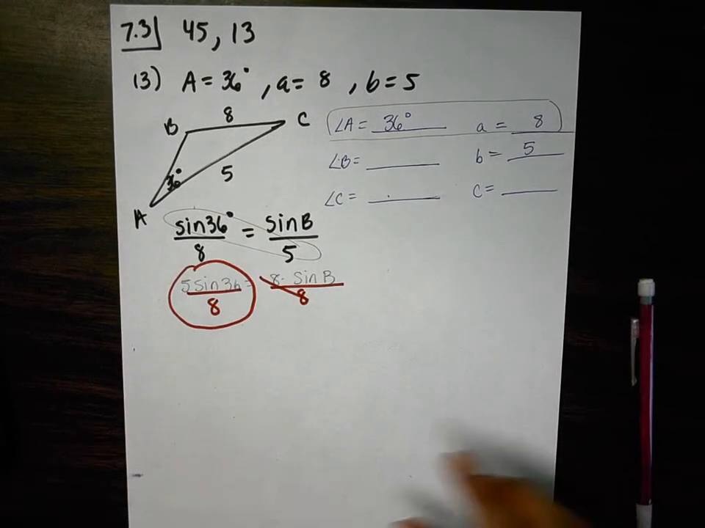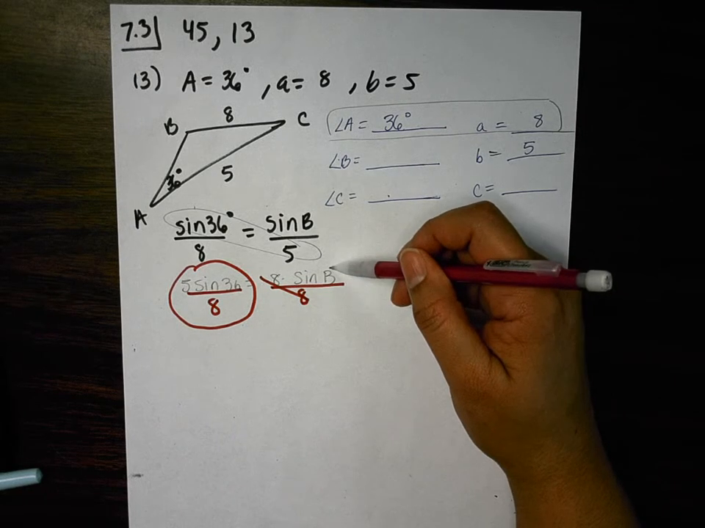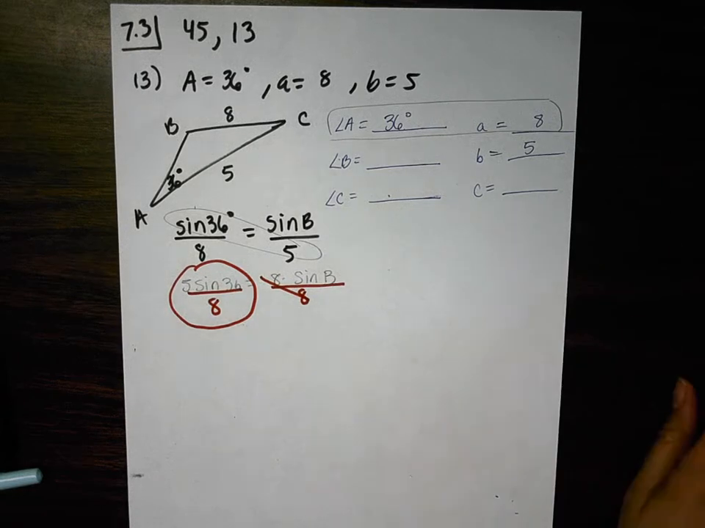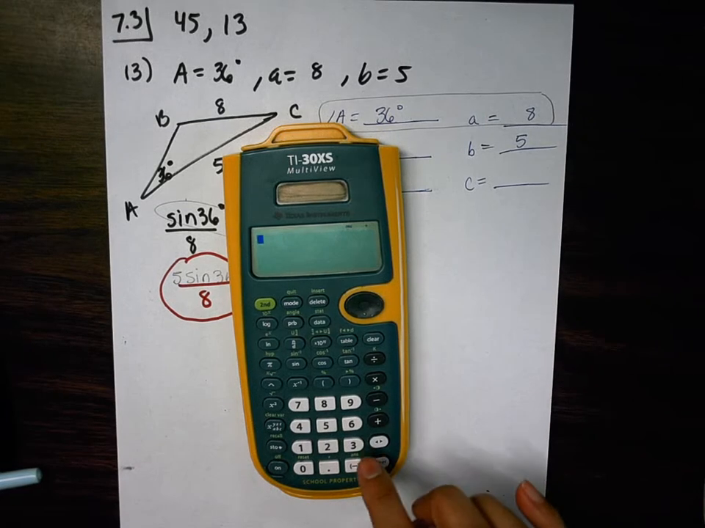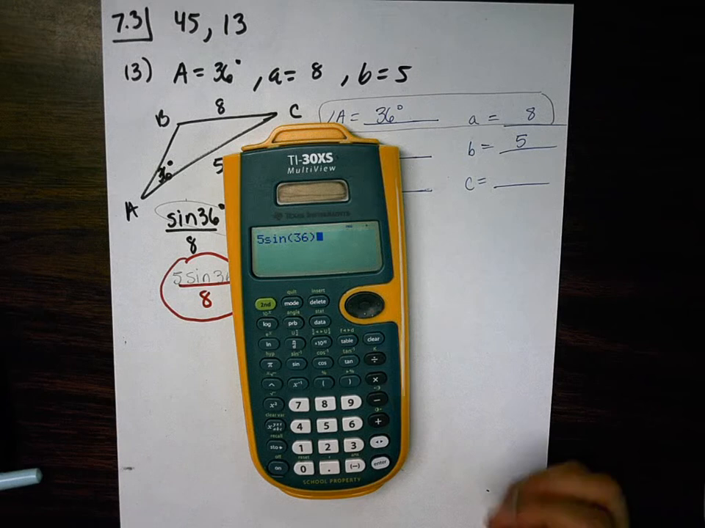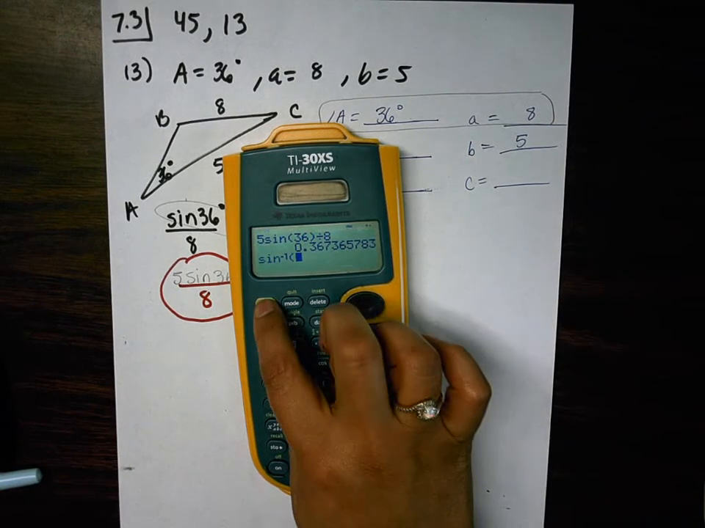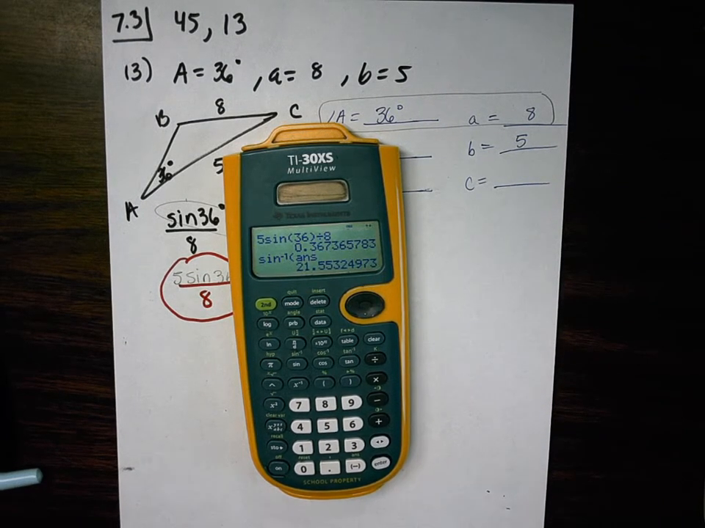After you plug it in your calculator, what do you type in to get angle B? Second sine, second answer. You can hit second sine, second answer first if you choose to. Okay, 5 times sine of 36, close your parentheses, divide by 8 equals, and then second sine, second answer, 21.553. Did anyone else get that? Yes? All right.